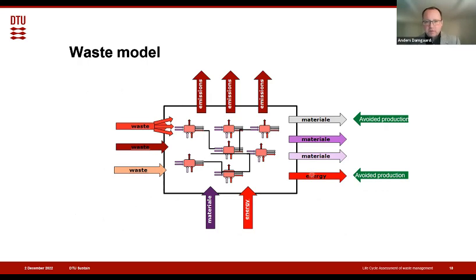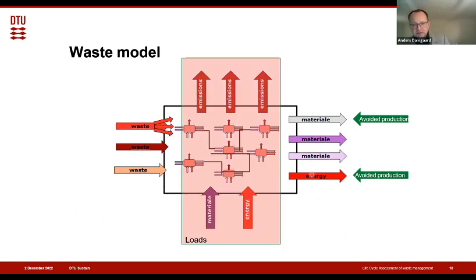In a waste model, of course, we don't have one process, we have multiple processes. And one of the things working with waste that's actually not that funny always for the industry is that anything the waste management industry does is an impact. It's a load to the environment. They use a lot of material and energy, and they have emissions to the environment.